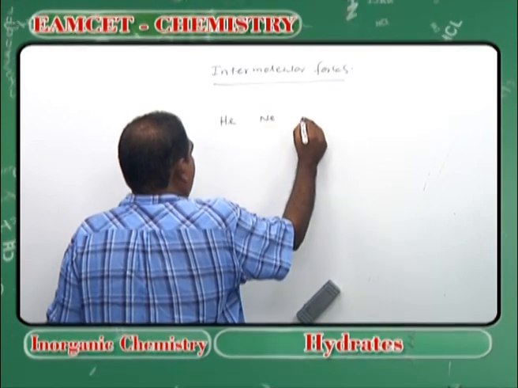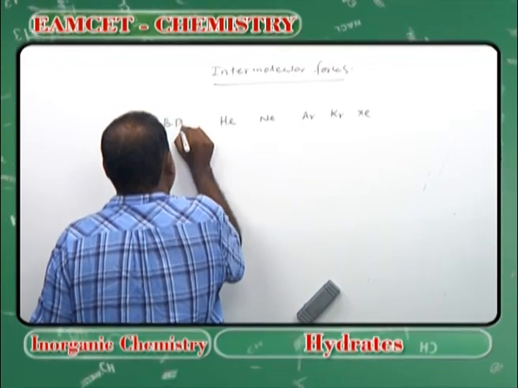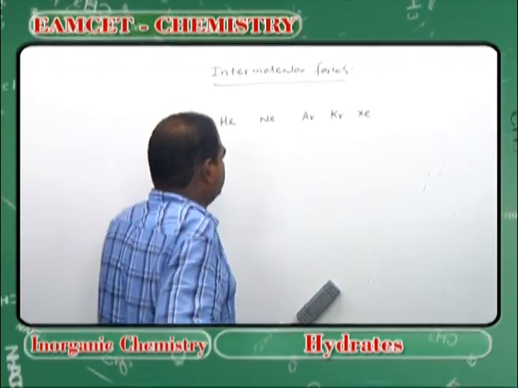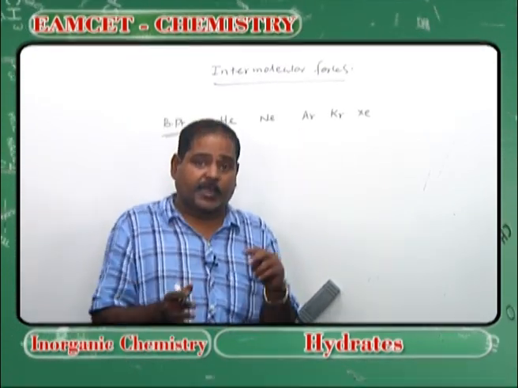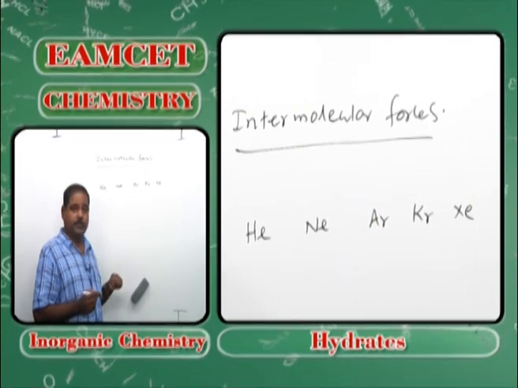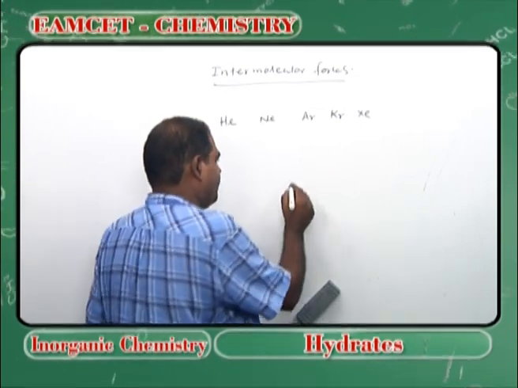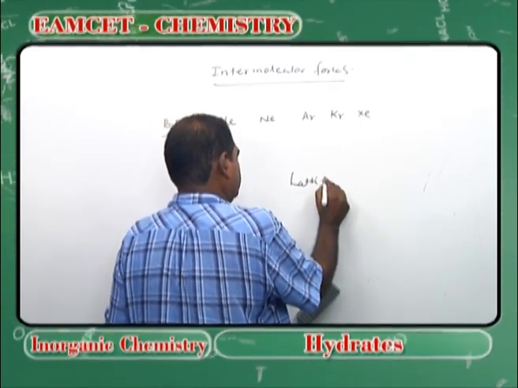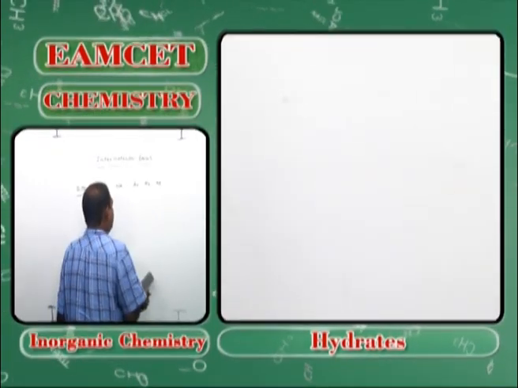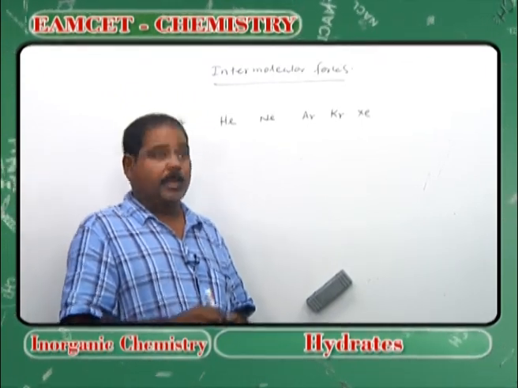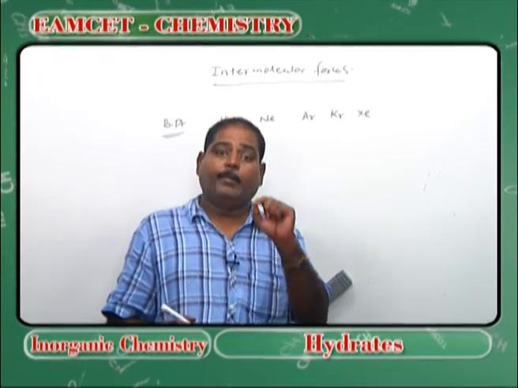Helium, neon, argon, krypton, xenon, boiling point, right? Are they metals? If they are metals, I will talk about metallic bond. They are not metals. Are they ionic substances? No. If they are ionic substances, I will be talking about their lattice energies. They are not ionic substances. How do you know? They are not even compounds. They are elements. And for an ionic substance, metal is a must.